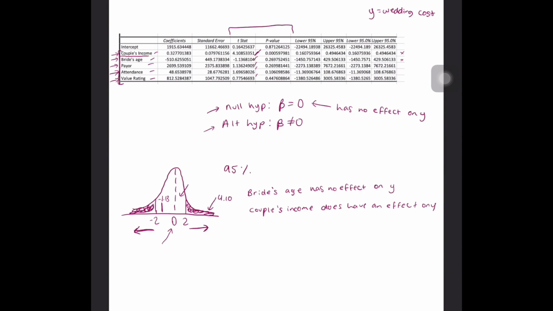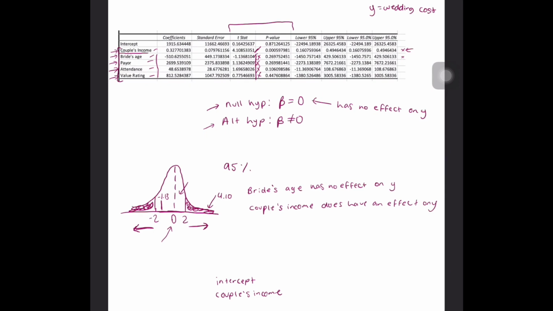Okay? And because of that, when we look at all of these t statistics, none of these have an effect on wedding costs because they're all within this rejection region. The only one that does have an effect is couple's income. So if we were to run a regression model again using only the useful x variables, we would just have intercept and couple's income, because each of these other variables are proven to be not useful in this prediction model.